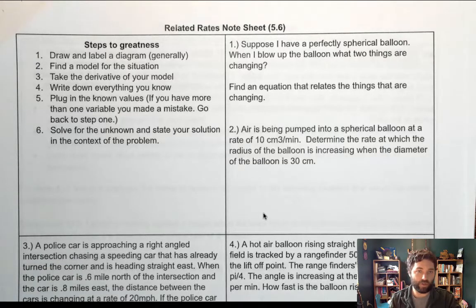Plug in all of your known values. If you have more than one variable at this point, you've made a mistake. Go back to step one, and then you're going to solve for the unknown variable and then state your solution in the context of the problem.